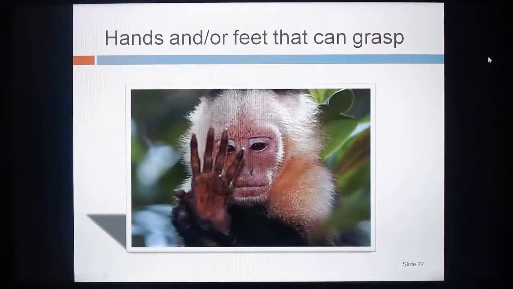Hands and or feet that can grasp. Here we can see the digits, we can see the opposable thumb, and we can see the areas of the digits that can grasp, come together and bend around. This allows primates to manipulate the earth in a much more detailed way. This also is connected to the nervous system. Hand-eye coordination.